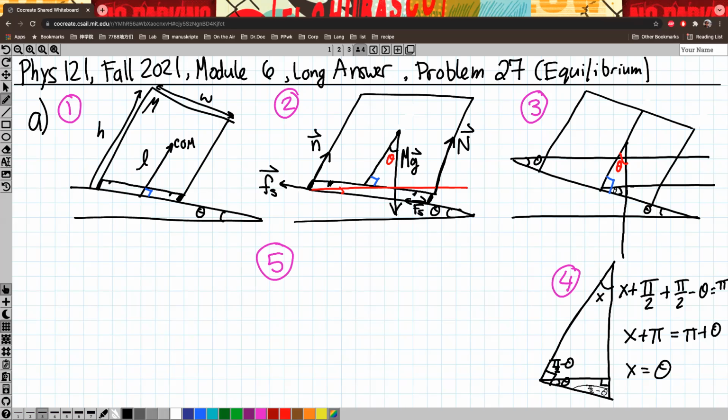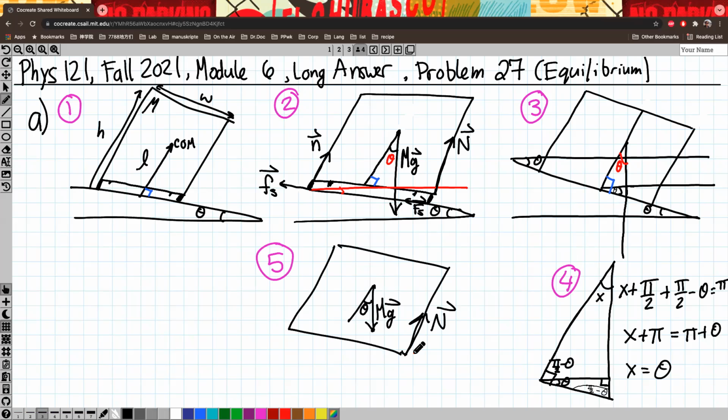We also want to write down the torques, right? So let's have the fridge like that. There's the mg at an angle of theta. We have capital N and capital F. Then we have lowercase f and lowercase n.